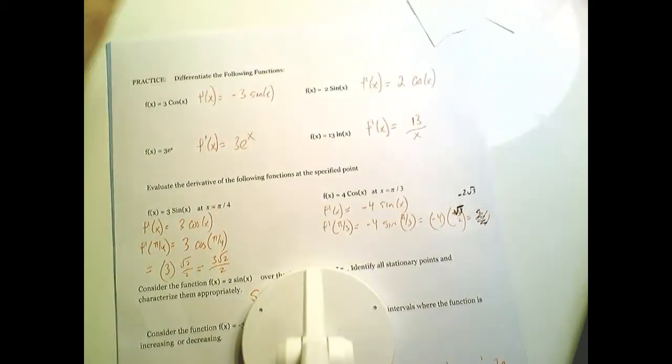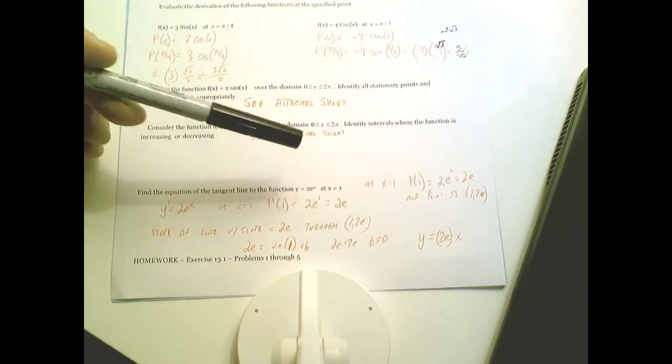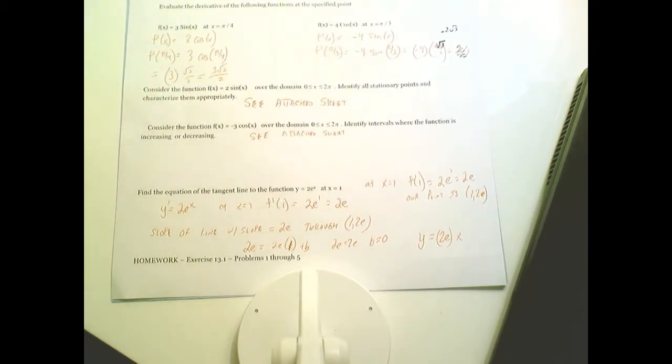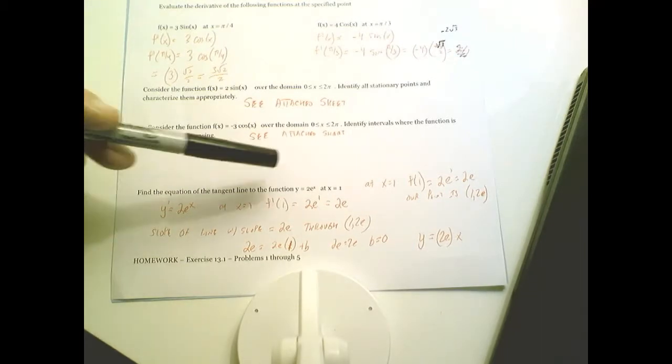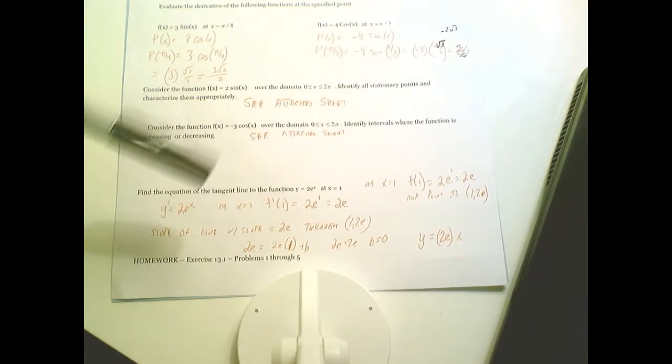Tangent line problems are also something that we should be able to do. Now I'm going to have this one written all the way out just to save ourselves a little bit of time. Find the equation of the tangent line to the function y equals 2 e to the x at x equals 1. Well, first things first. What's y prime? What's the derivative of this function? It's 2 times the derivative of e to the x, e to the x. It's 2 e to the x.